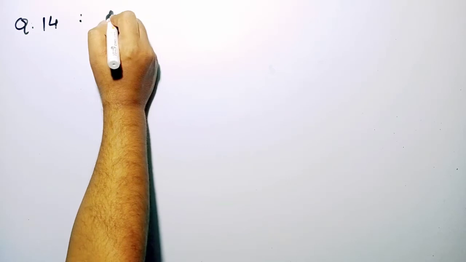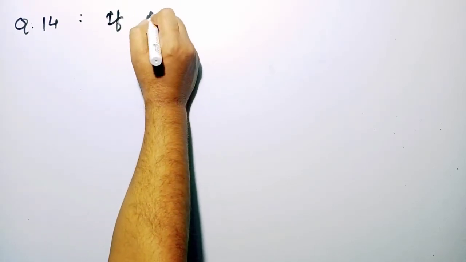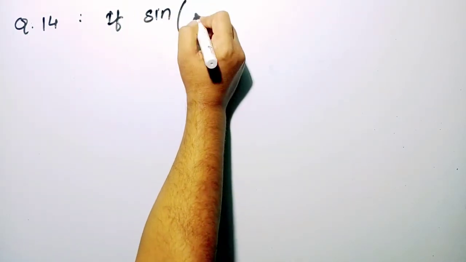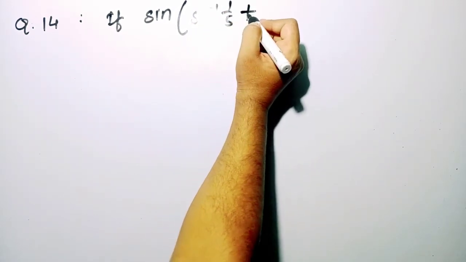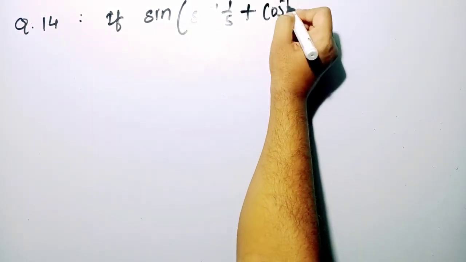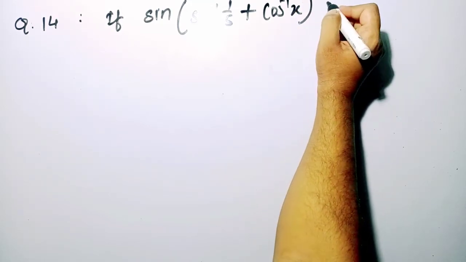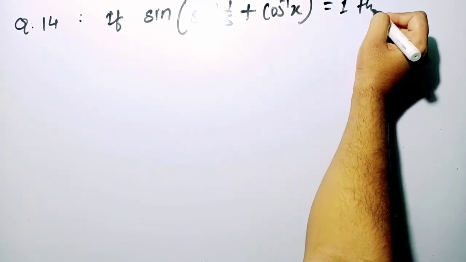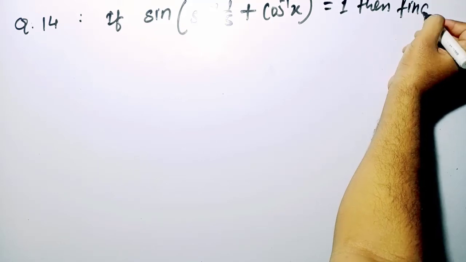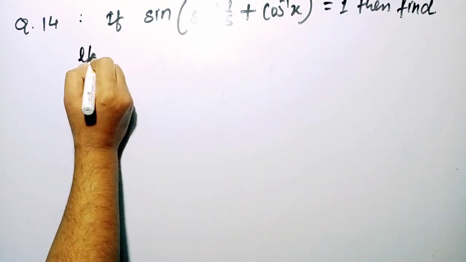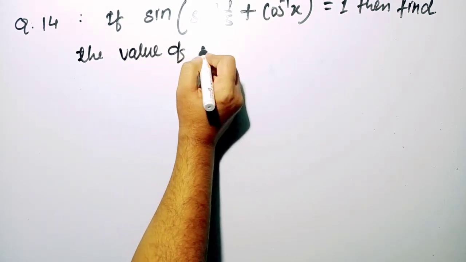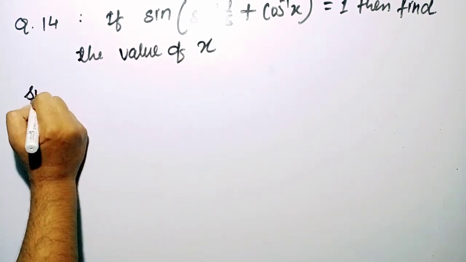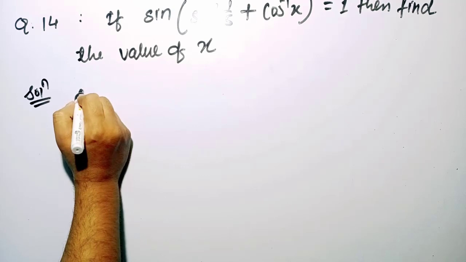Now this time we are considering question number 14. If sin inverse 1 by 5 plus cos inverse x is equal to 1, then find the value of x. Okay students, what we have to find out is the value of x. Let us see the solution.